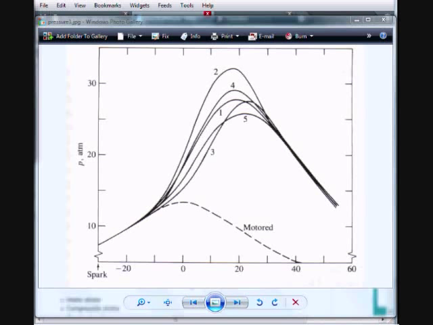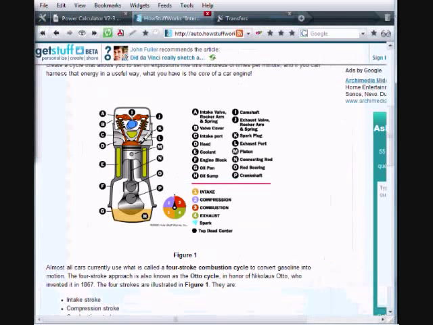Now let's talk a little bit about the two main factors affecting timing advance. The first is RPM. As RPM increases, the piston speed increases. Let me go back to my animation here. The piston speed increases, and the thing is that the piston speed increases linearly with RPM, but the flame front travel speed only increases slightly with RPM.